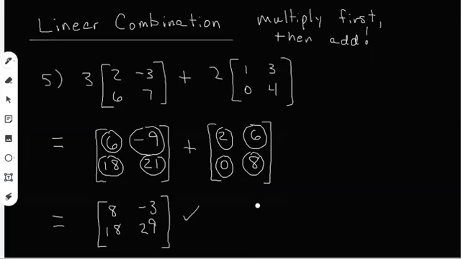So that's really all a linear combination is. You're multiplying first and then you're adding. And sometimes in the middle, instead of a plus sign, you might have a minus sign. So you might have to subtract at the very end. But that's what a linear combination is. So I hope that's pretty easy to understand.